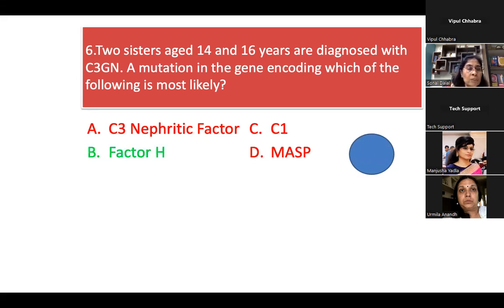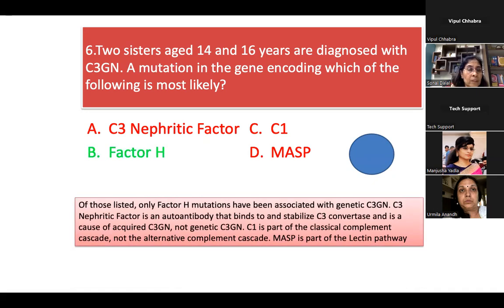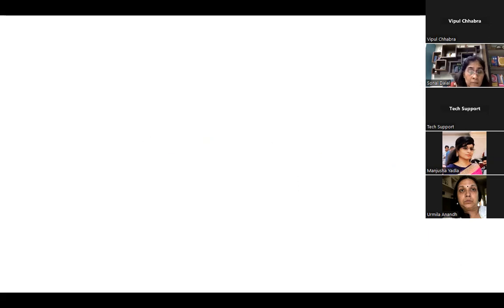Correct answer is option B, factor H. Of the listed things, only factor H mutation has been associated with genetic C3 GN. C3 nephritic factor is an autoantibody that binds to and stabilizes C3 convertase, and it is a cause of acquired C3 GN and not genetic C3 GN. C1 is a part of the classical complement cascade and not the alternative complement cascade, and MASP is a part of the lectin pathway. So the correct answer is factor H.